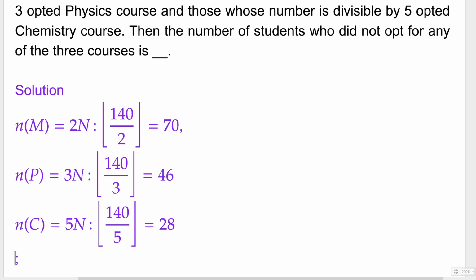That means I have to take the union of all these three sets. We need to figure out those students who have not opted for any of these. So 140 is the total, and we need the number of students in M union P union C. Once we get this number, we can subtract it from the total.